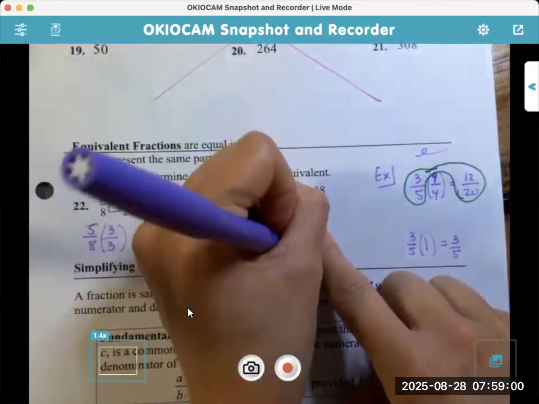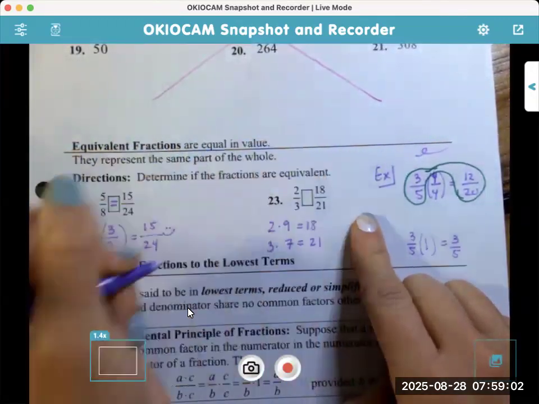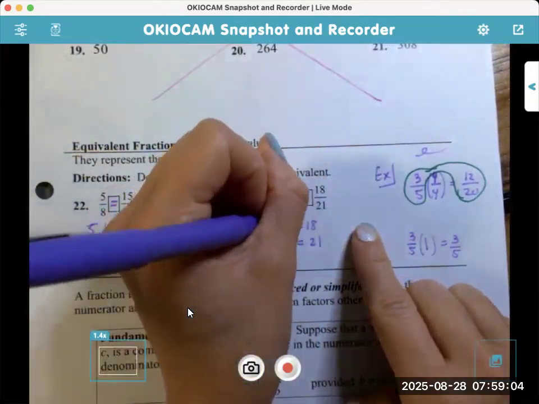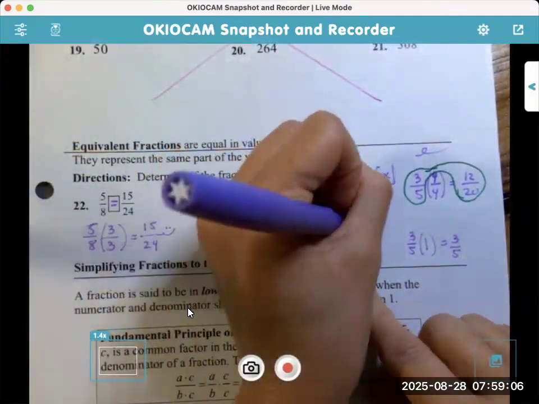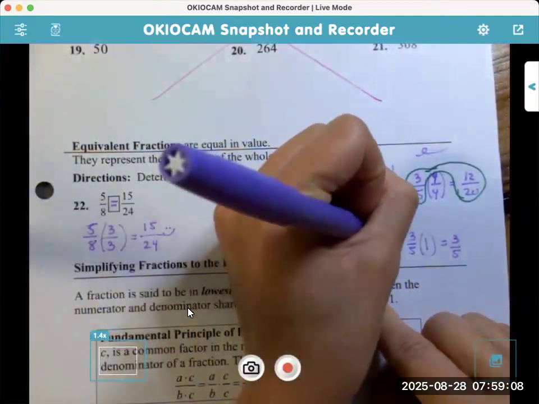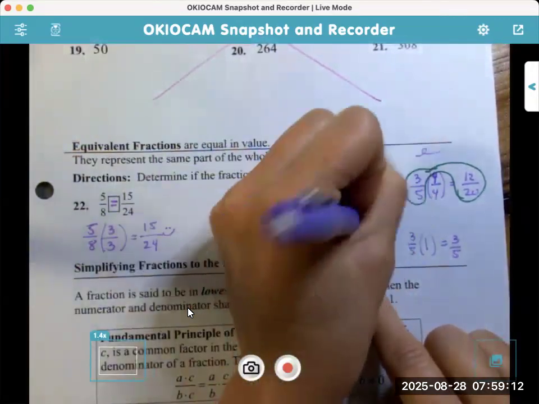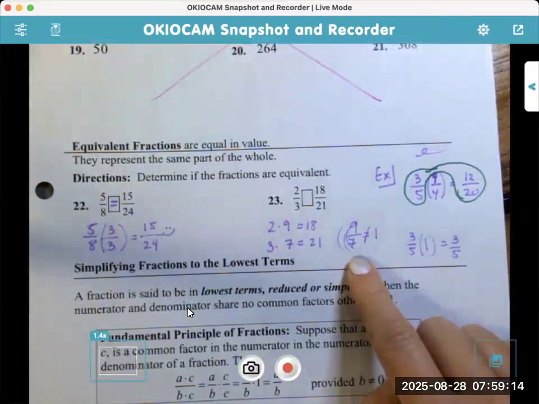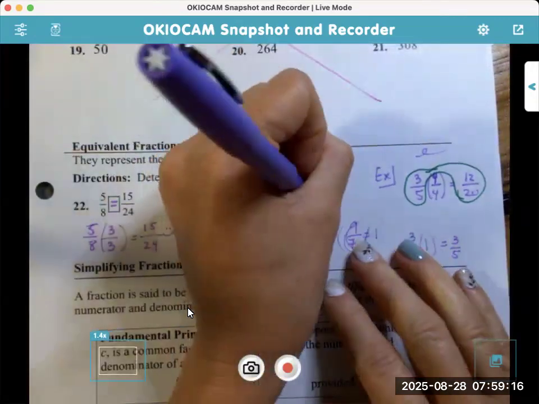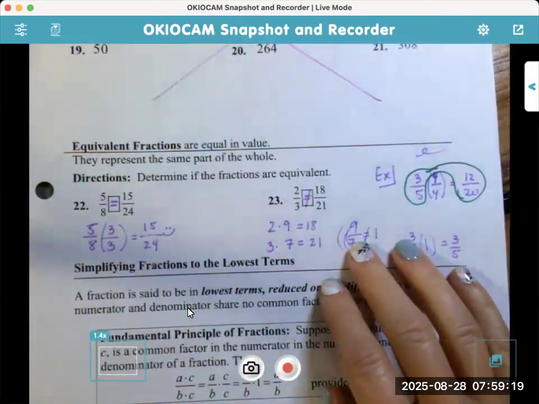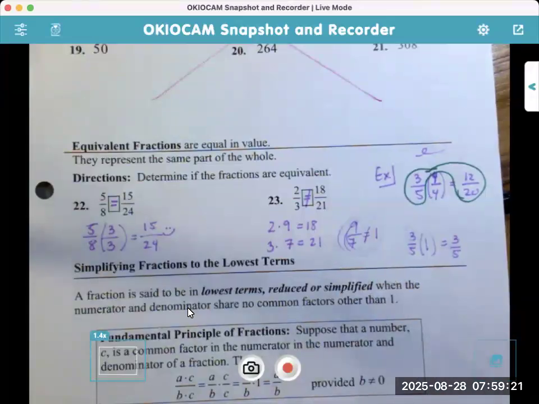On the other side, if we try to say, okay, 2 times 9 equals 18, but 3 times 7 equals 21. Well, 9/7 is not equal to 1, right? Anything over itself is 1. 9/7 is just that improper fraction, 9/7. So those are not equivalent fractions.